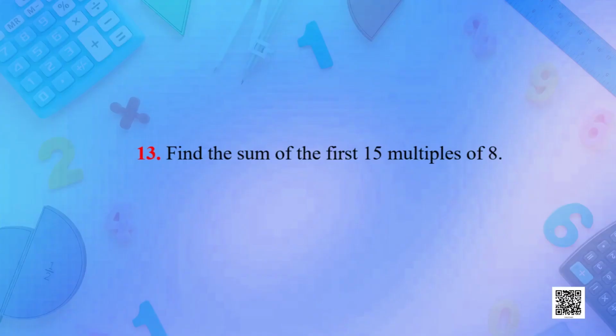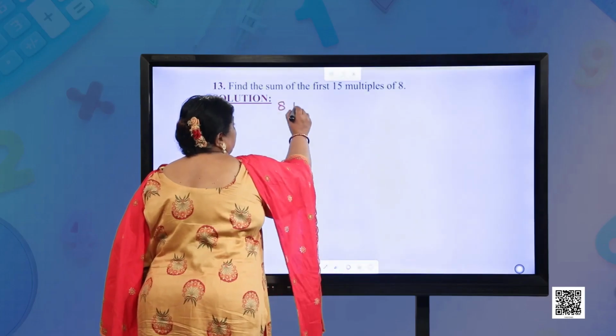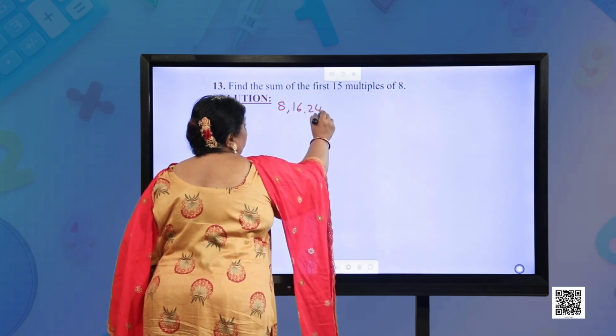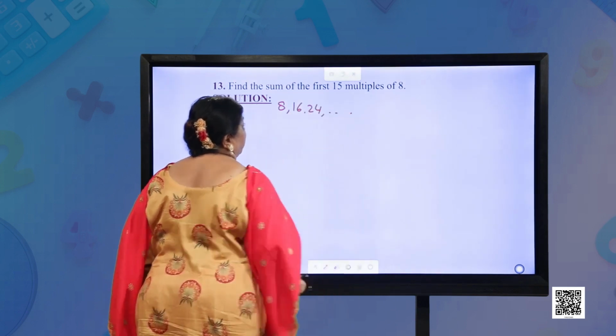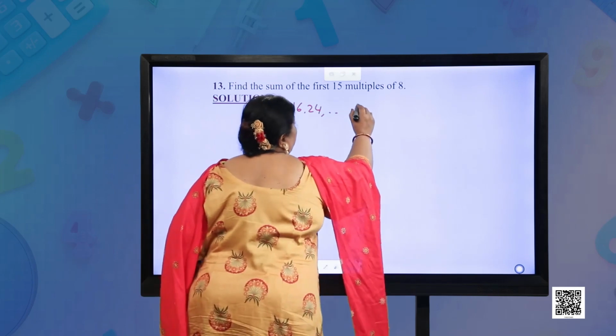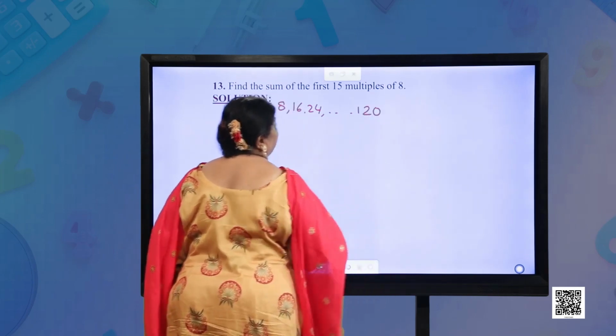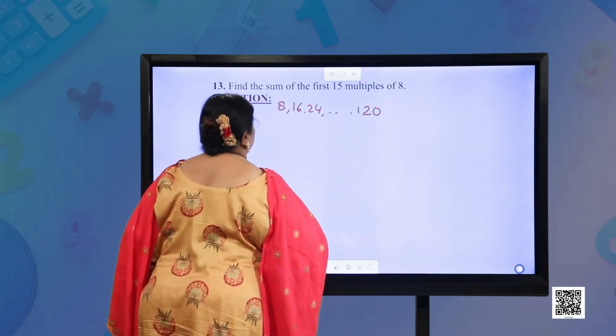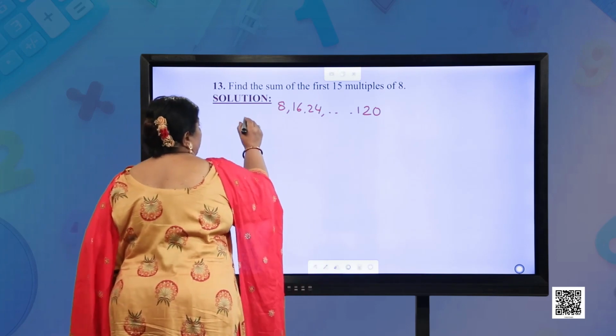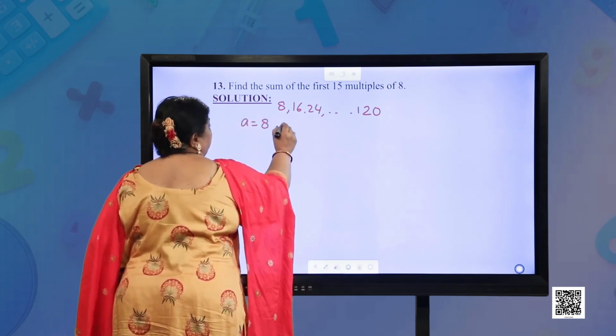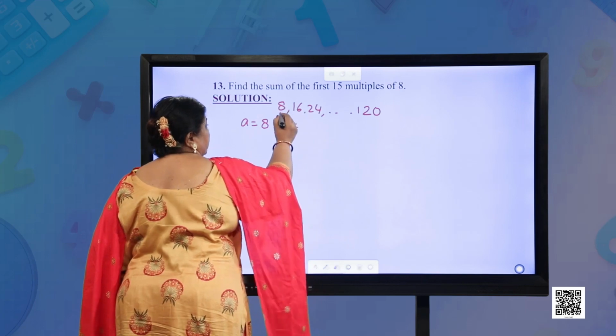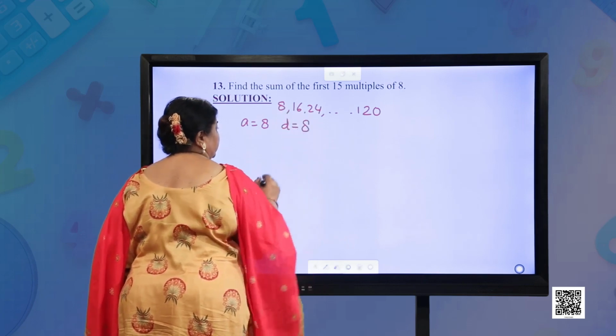Find the sum of first 15 multiples of 8. So, what will be the AP? 8, 16, 24 and 15 multiples. Is it 15 8s are 120. So, what is A here? It is 8. What is common difference? Obviously, 16 minus 8 is 8.